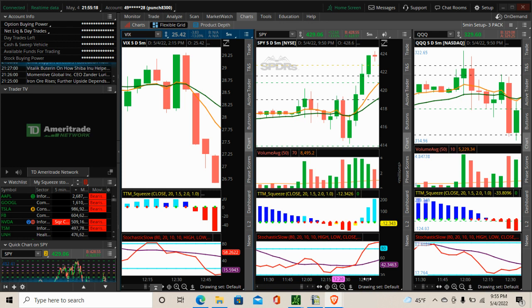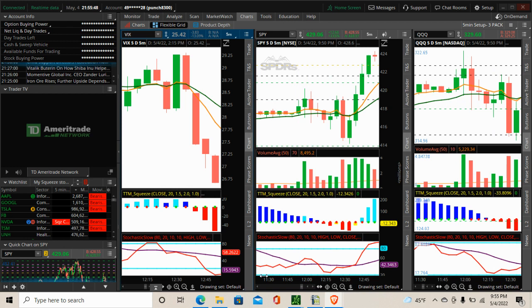This is the slow stochastic setup, and I use the 9 and 21 EMA. So the green line is the 21, and the orange line is the 9 EMA. So essentially, when the orange line crosses the green line going up or down, along with the stoch crossing it, that's kind of my setup.